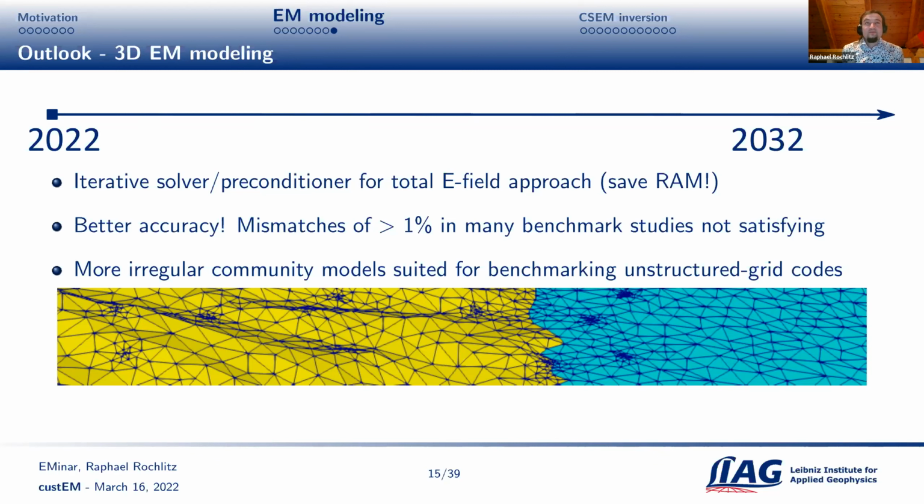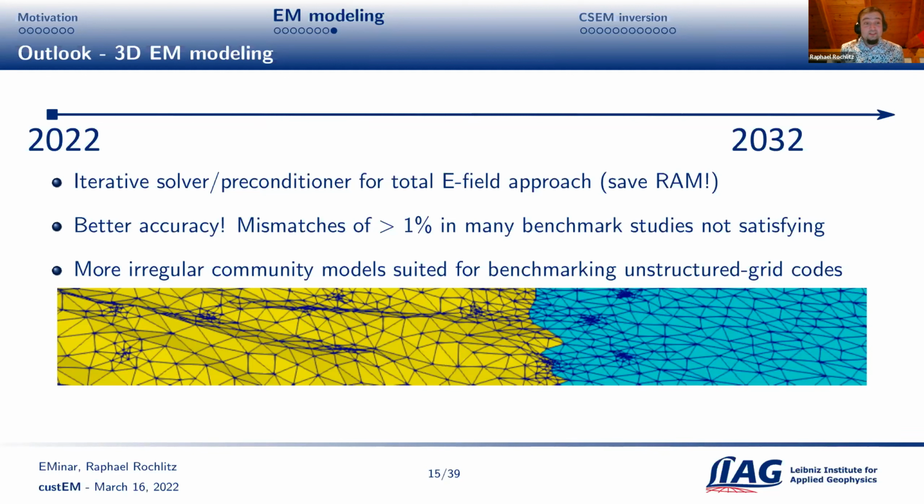So we have some iterative solvers for finite element codes, for instance, published by Alexander Grayver or Vladimir Puzyrev, and also others, but they are all for secondary field approaches. And for this total E-field formulation, there is no iterative solver, at least I don't know any. With an iterative solver, we can bring down the RAM cost. So that would be a nice feature for the community if someone is able to find a nice combination of preconditioners and iterative solvers for these ill-conditioned systems of equations.